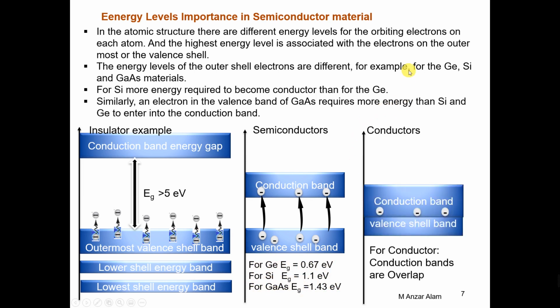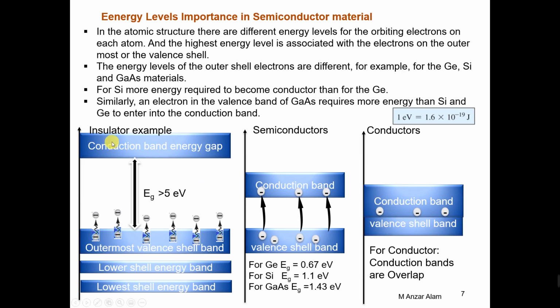Now, for conductors, the conduction band and valence shell band basically overlap with each other, and you already find some free electrons in the conduction band. So there is no need to create doping or some special material. These conductors, for example copper, silver, or other metals, already have free electrons in their conduction band, so it's already a conductor. It's a pure conductor. Hope you understand.